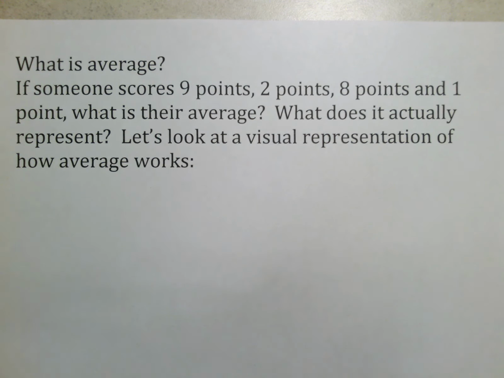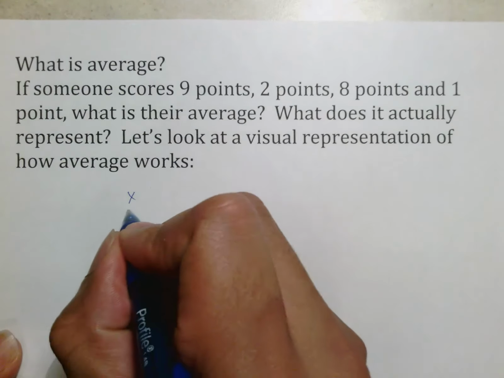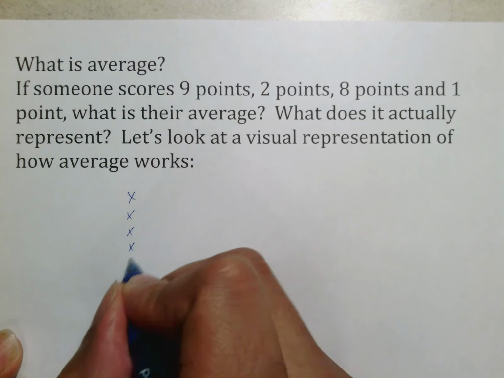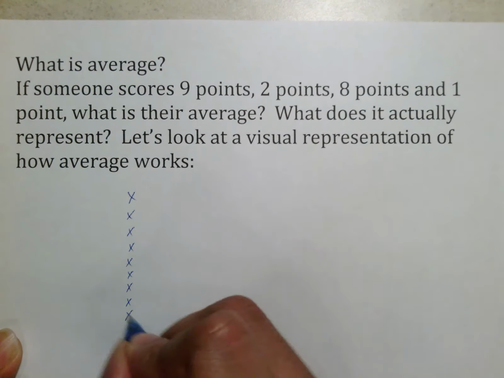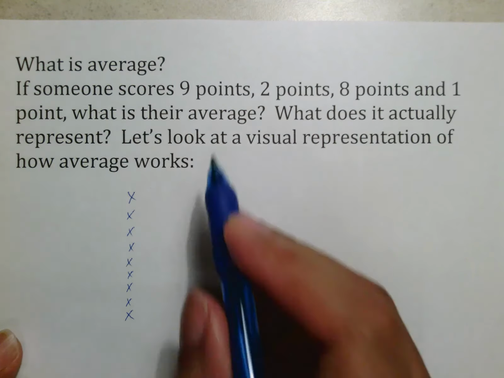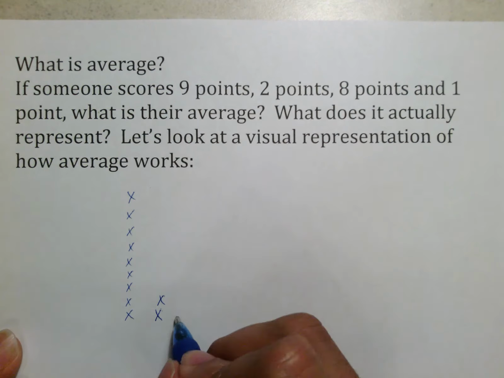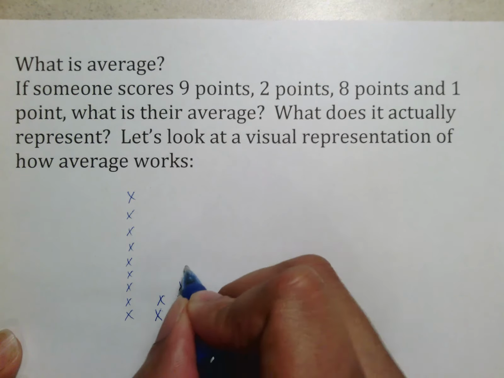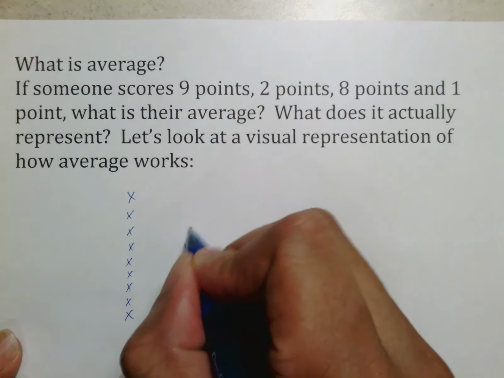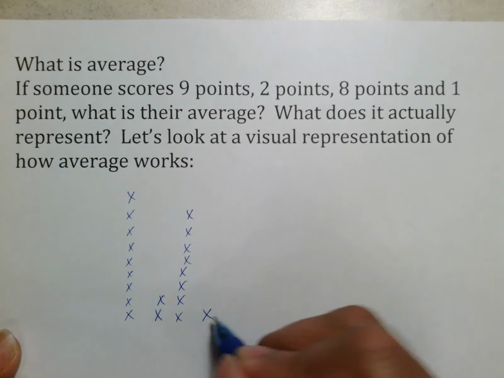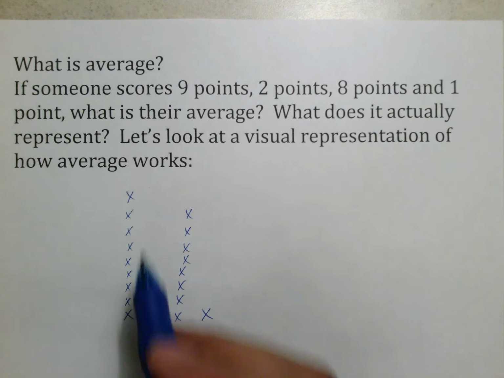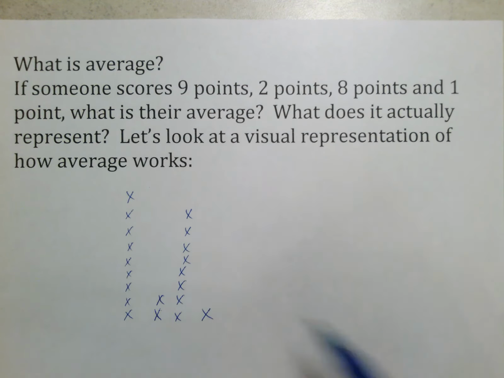So what we're going to do is look at a visual representation of how average works. For 9 points, I'm going to put 9 X's. 1, 2, 3, 4, 5, 6, 7, 8, 9. Those 9 X's represent 9 points. They also scored 2 points, so I put 2 X's. They also scored 8 points, so 1, 2, 3, 4, 5, 6, 7, 8, and they also scored 1 point. Notice how all 4 of these games look different.